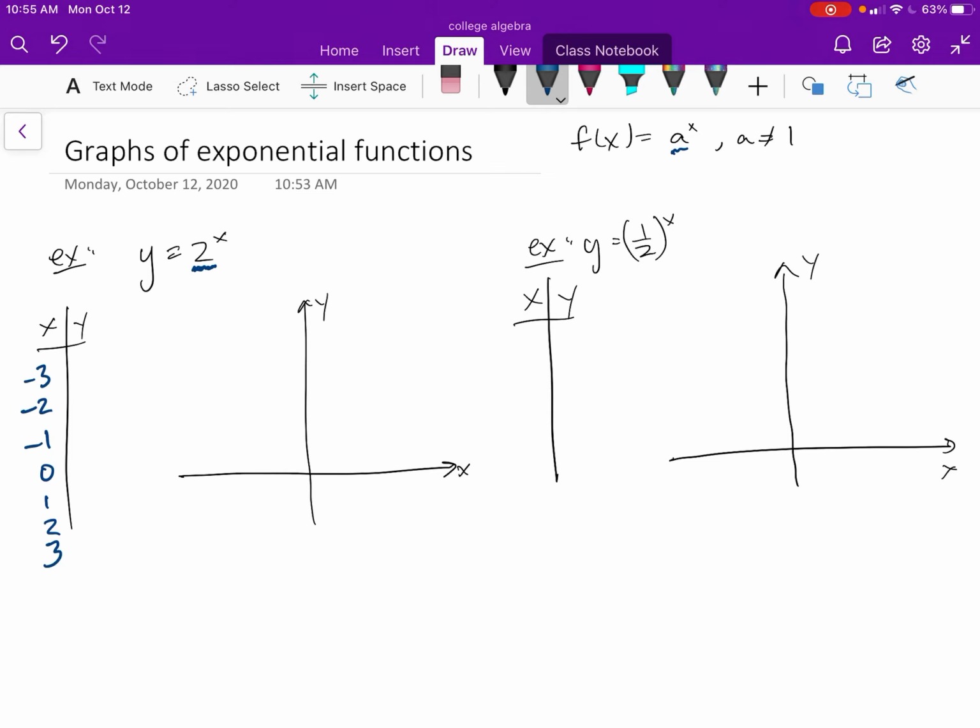Like anything to the 0 is 1. And that's why I was saying that even if it were a 5, this 0, if x is 0, y is 1, is still going to be true. 2 to the 1 is 2, 2 squared is 4, 2 to the third, 2 times 2 times 2 is 8. So I have 3 points that I could plot. 0, 1, and then I'll just go 1, 2, 3, 2, 3, 4, 5, 6, 7, 8.